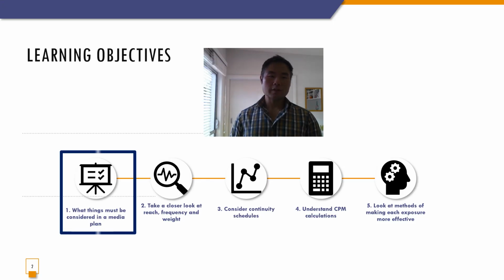So today we're going to look at the first part of these learning objectives, and that's considering the things that we have to take into account when planning a media schedule. Then we'll, in the subsequent weeks, take a closer look at some of those media planning objectives, such as reach, frequency, and weight. Then we'll look at continuity schedules.